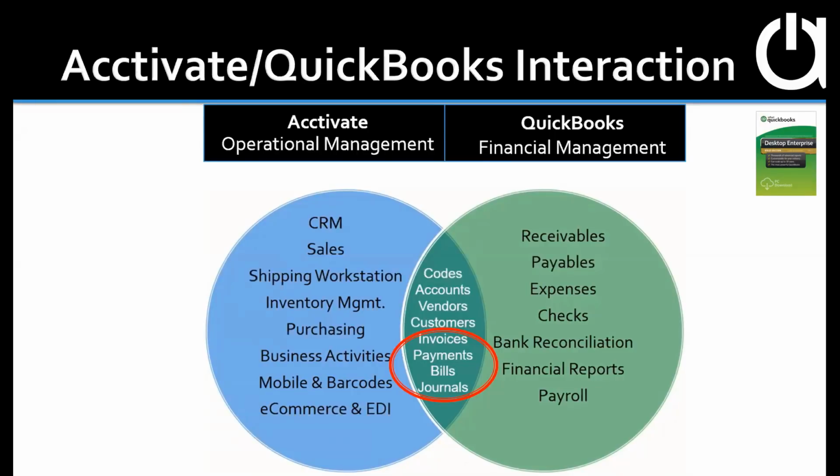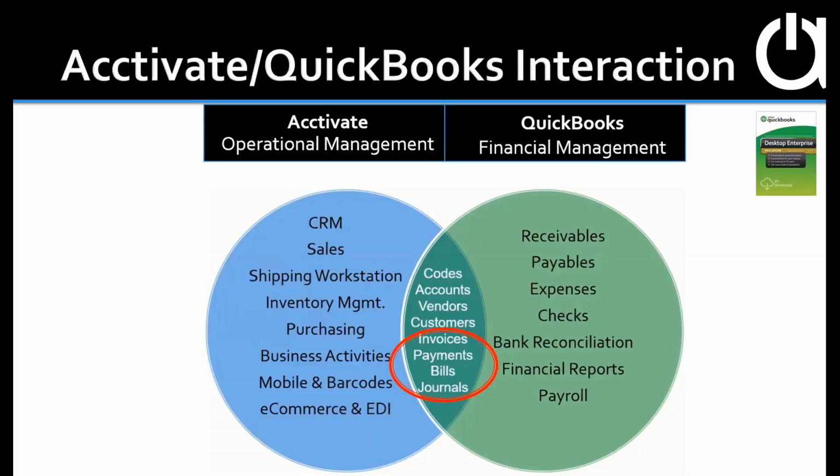Some of the bigger mistakes that I see people make is that they will adjust an entry inside of QuickBooks that originated in Acctivate. That tends to throw the two off balance. So we really want to focus on what transaction is appropriately done where. And the rule of thumb I like to go with is if it started in Acctivate, finish it in Acctivate, adjust it or change it in Acctivate.